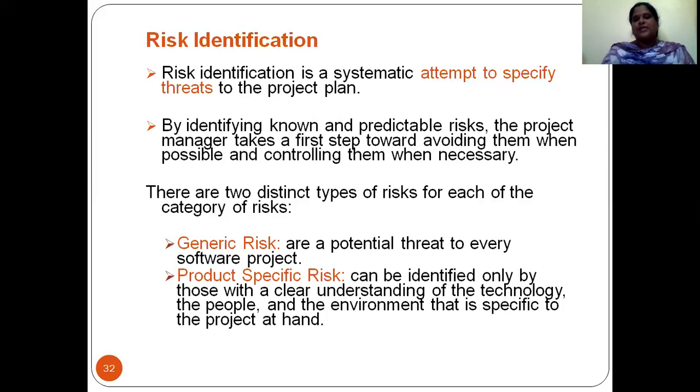There are two distinct types of risk for each category: generic risk and product-specific risk. Generic risks are a potential threat to every project; every project will have these normal threats. Product-specific risks can be specified only by people with a clear understanding of the technology, the people, and the environment specific to the project at hand.